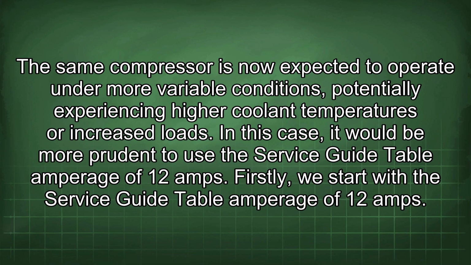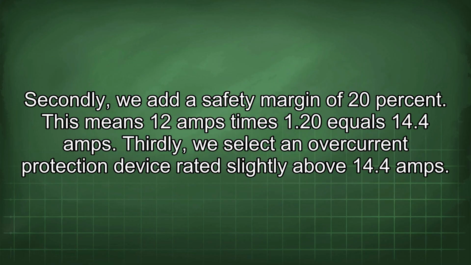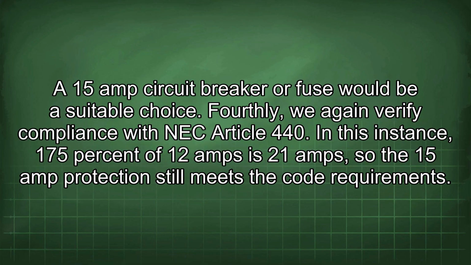Firstly, we start with the service guide table amperage of 12 amps. Secondly, we add a safety margin of 20%. This means 12 amps times 1.20 equals 14.4 amps. Thirdly, we select an overcurrent protection device rated slightly above 14.4 amps. A 15 amp circuit breaker or fuse would be a suitable choice.